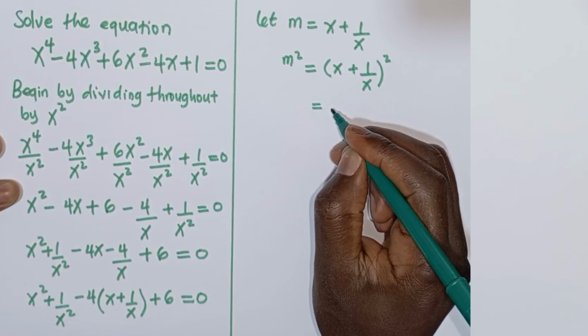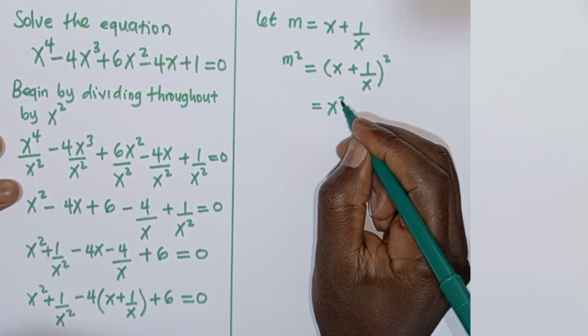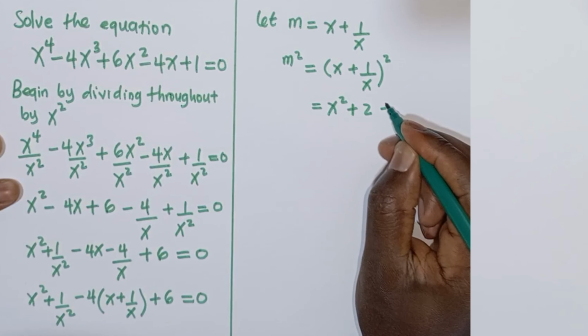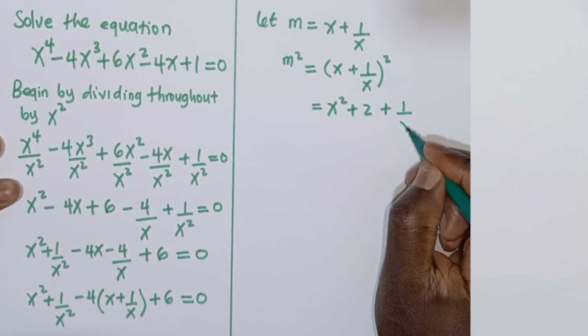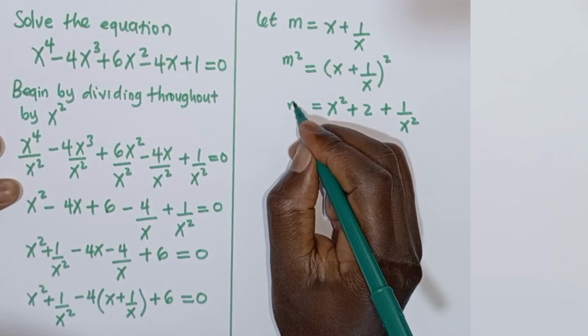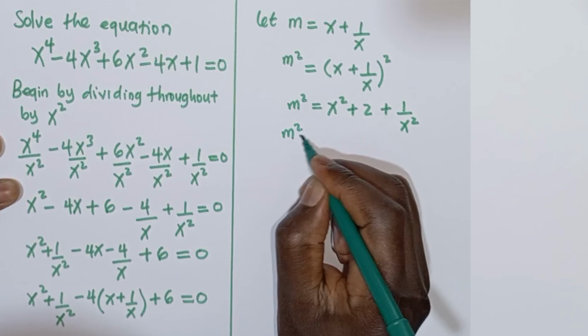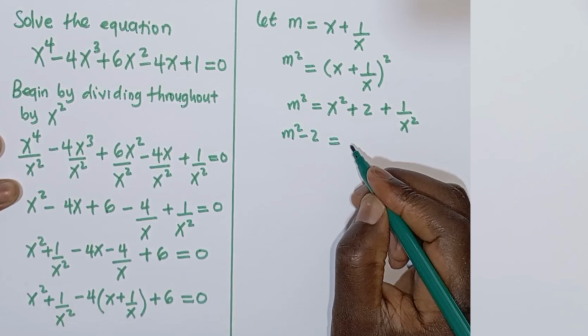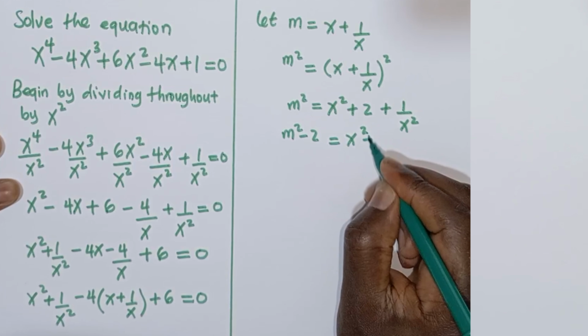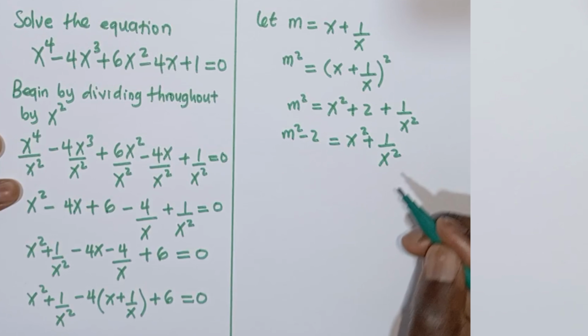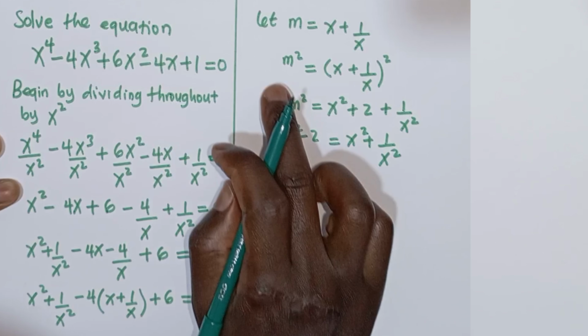expanding, we shall have x square plus 2. Remember, the x times 1 out of x becomes 1. Then plus 1 out of x square. So we shall have m square. So collecting like terms together, we shall have m square minus 2. So we are creating something that resembles what we have in the equation. So we have created it there. So m square minus 2.